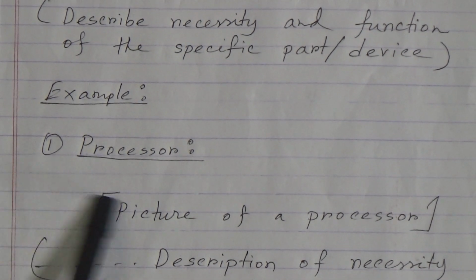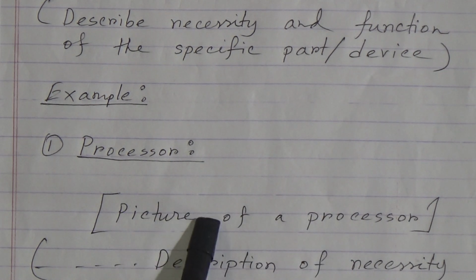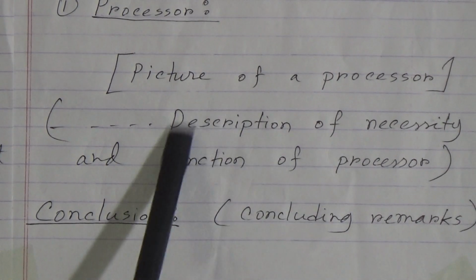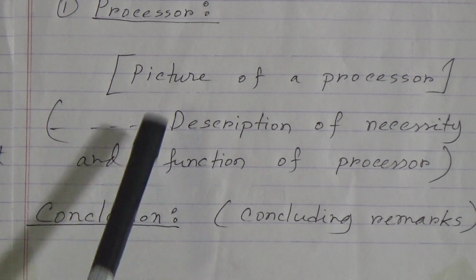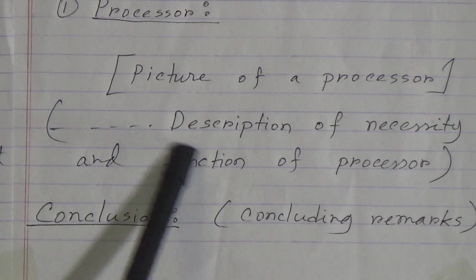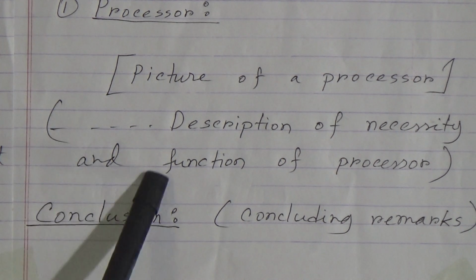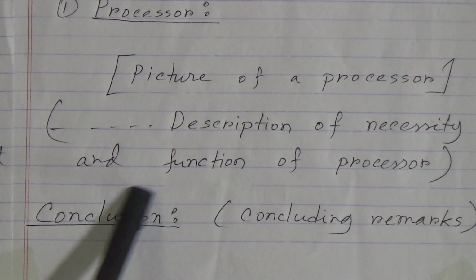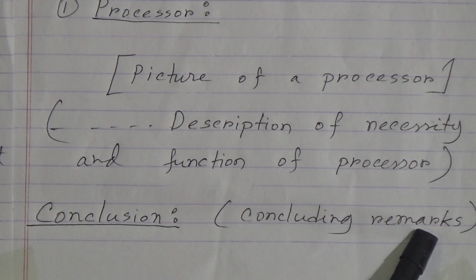Suppose, here is an example, suppose you will describe the processor. So write processor, name of the part, and then give picture of a processor, then give description of necessity and function of a processor under the picture. So in this way, describe all the parts or devices. Please mention which is input and which is output device. So in this way, describe all, and don't forget to include necessity and function of all the devices, and at the end add a conclusion, give some concluding remarks there.